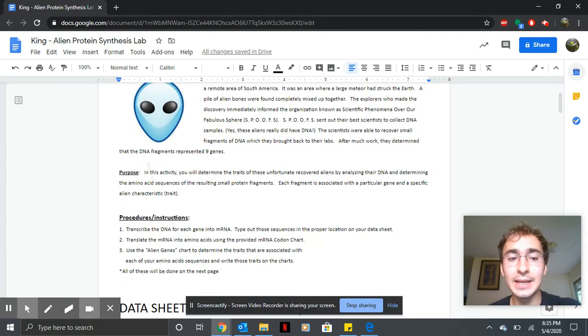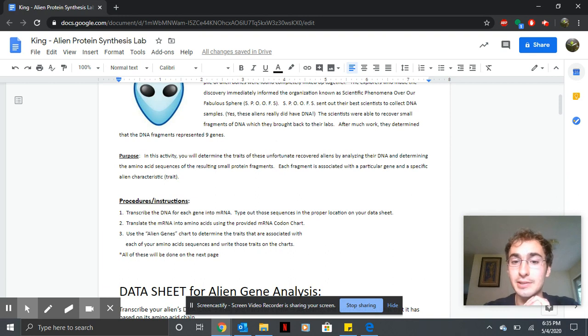Okay. In this activity, you will determine the traits of these unfortunate recovered aliens by analyzing their DNA and determining the amino acid sequences of the resulting small protein fragments. Amino acids are the building blocks of proteins. Each fragment is associated with a particular gene and a specific alien trait.